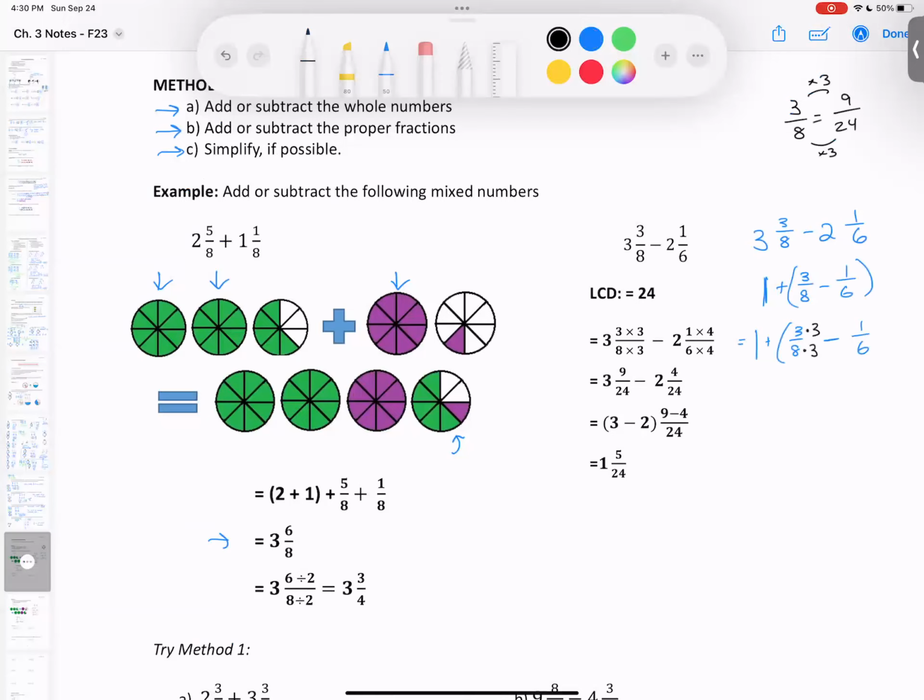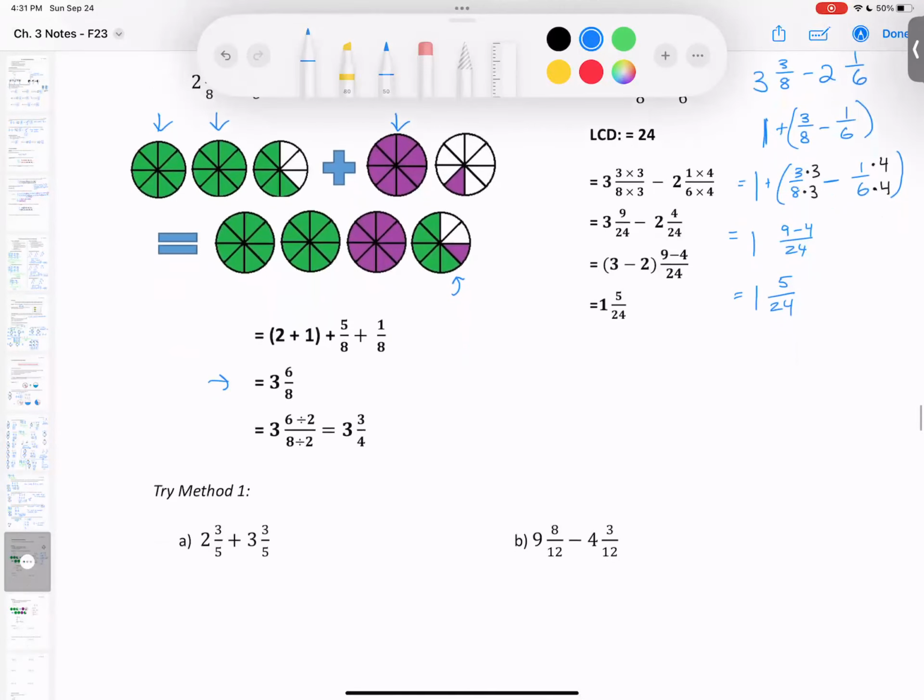We're just noting that we had to multiply the bottom by 3, which means we have to multiply the top by 3. And then in that second fraction, we've got 1/6. We once again are trying to get to our LCD of 24. So to get from 6 to 24, we had to multiply by 4, which means we have to multiply the top one by 4. So you can use either notation you like. This one here is a little bit faster. So we get 1, and then we've got 9 minus 4 over 24, which gives us 1 and 5 over 24. So we're going to add or subtract our whole numbers, then add or subtract our fractions.